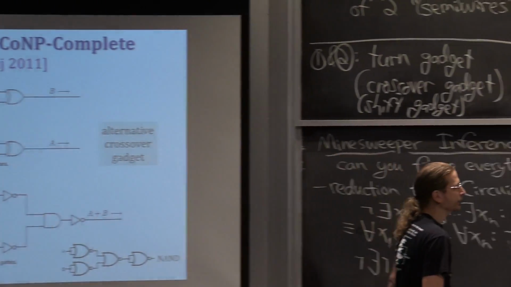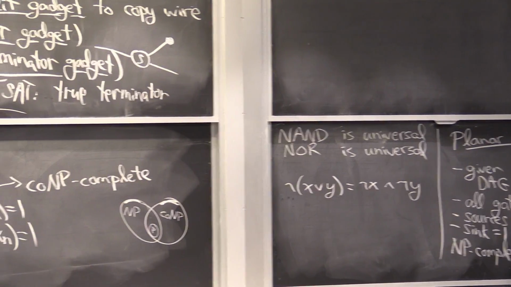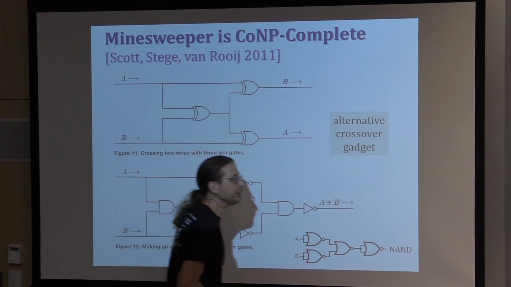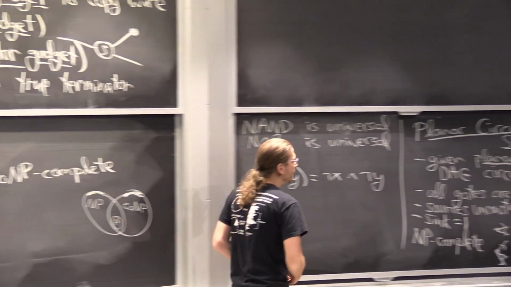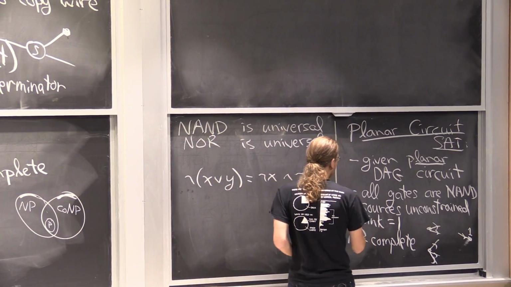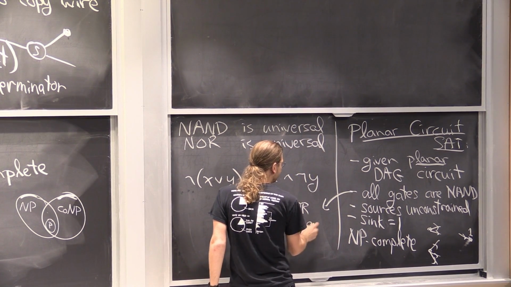And that's how you construct NAND out of NOR. It's exactly from De Morgan's law, because this is just negation. So a cool thing is all these constructions preserve planarity, which means we can add to our definition of planar circuit SAT: all gates are NAND, or all gates are NOR.